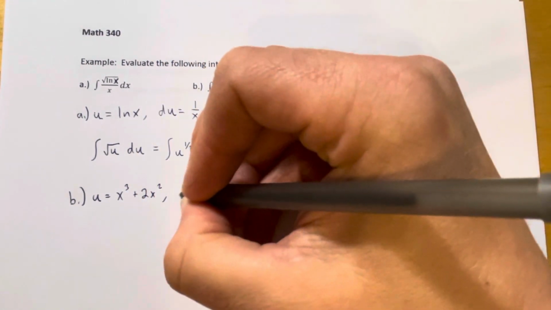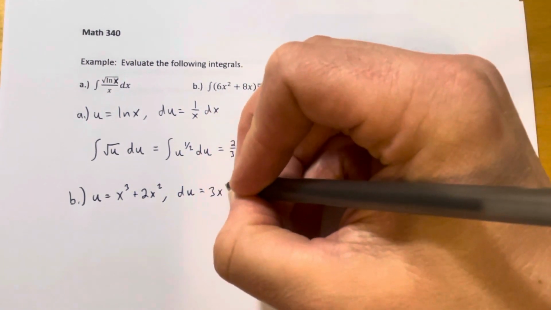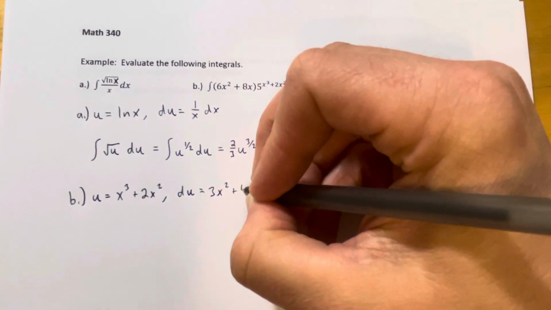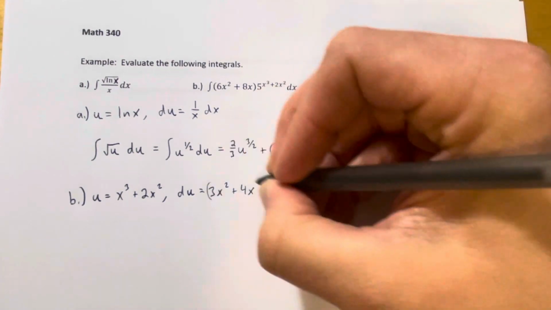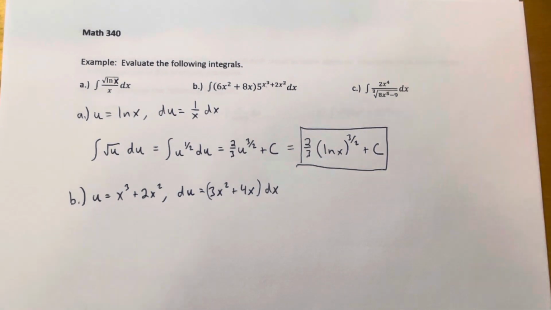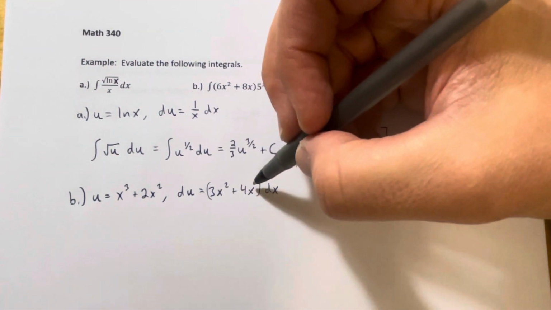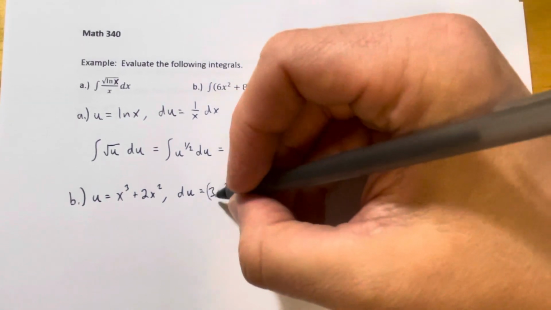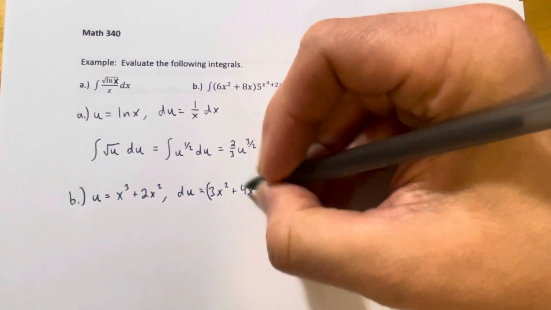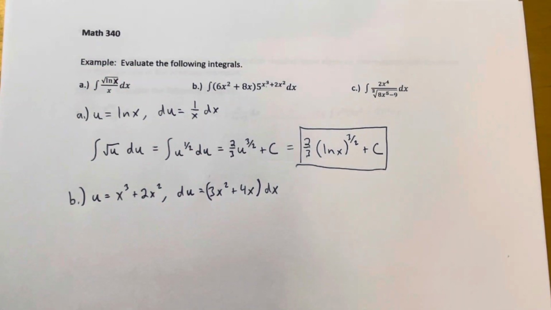Okay, which means du would be equal to 3x squared plus 4x, but that whole thing is multiplied by dx. Remember, you always get that dx that shows up there. And if I have more than one term present here, I need to put parentheses around it to show that it's that entire function times dx and not just one of the terms.